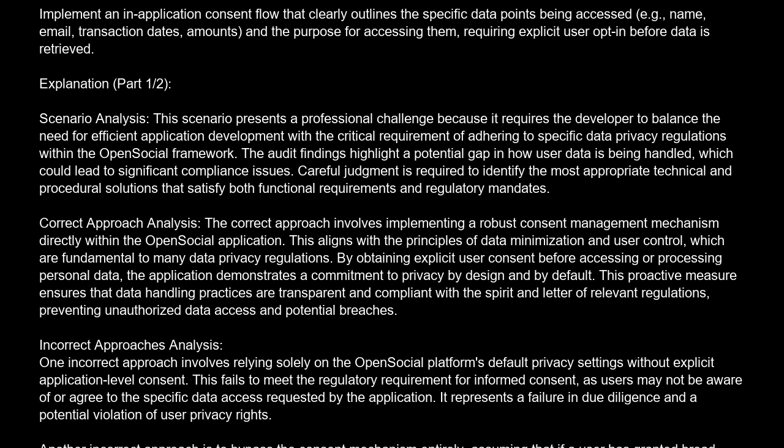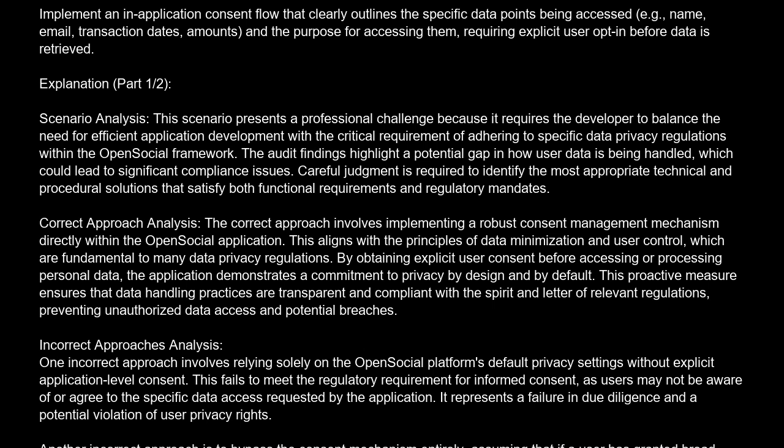Incorrect approaches analysis. One incorrect approach involves relying solely on the OpenSocial platform's default privacy settings without explicit application-level consent. This fails to meet the regulatory requirement for informed consent, as users may not be aware of or agree to the specific data access requested by the application. It represents a failure in due diligence and a potential violation of user privacy rights.